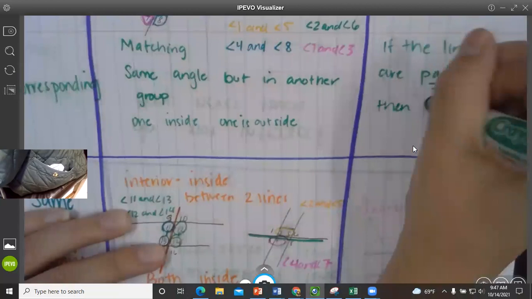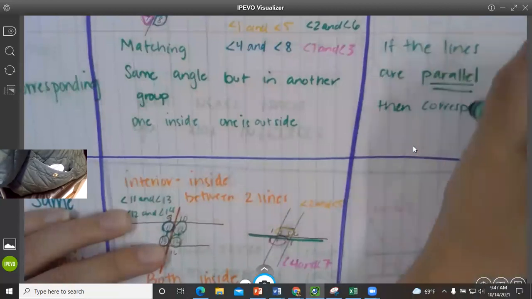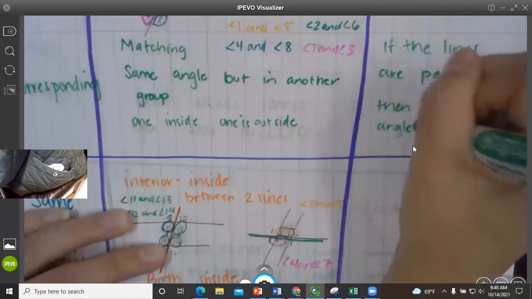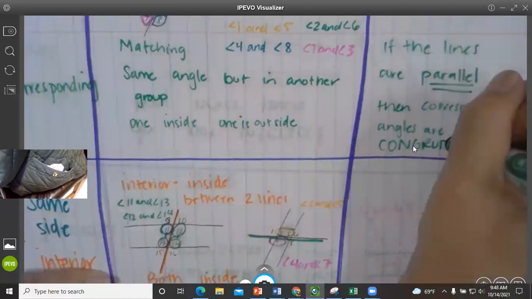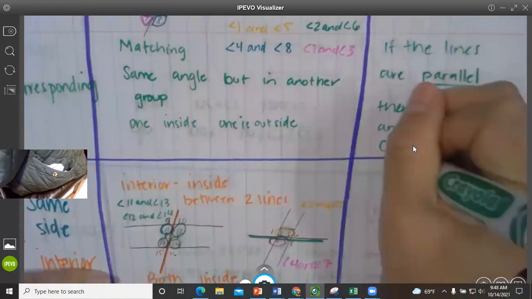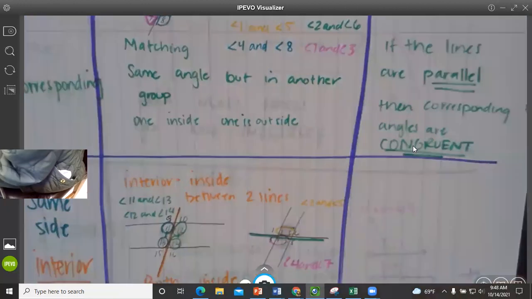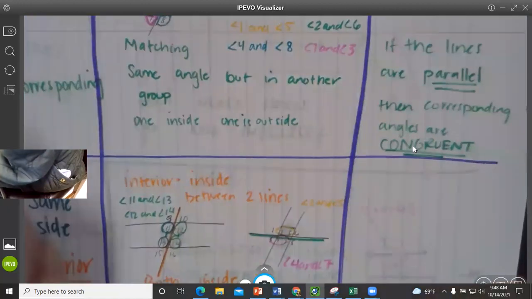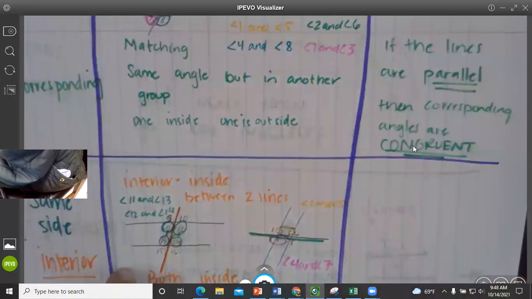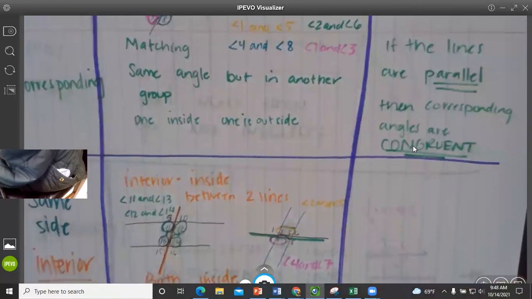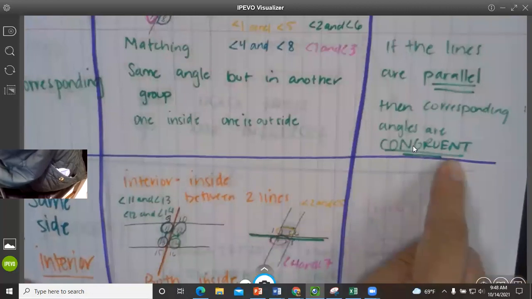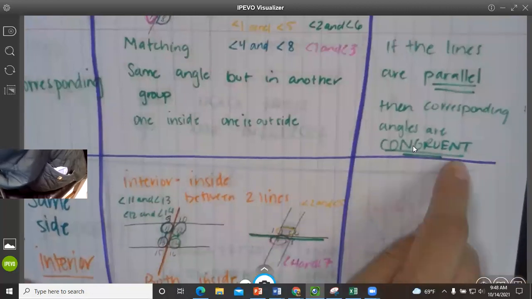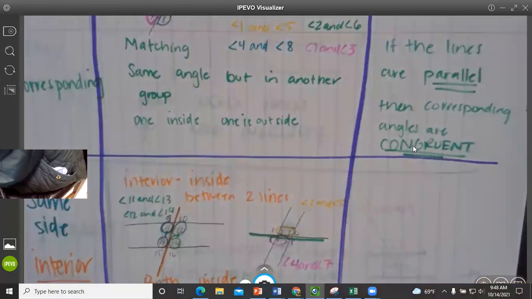Then corresponding angles are congruent. They're equal. If the lines are parallel, corresponding are equal, same side interior are supplementary, and then the rest of them are equal. So you're going to copy this for 3 of them, just a heads up. Okay, this is on page 28. This one's the only one that's different.